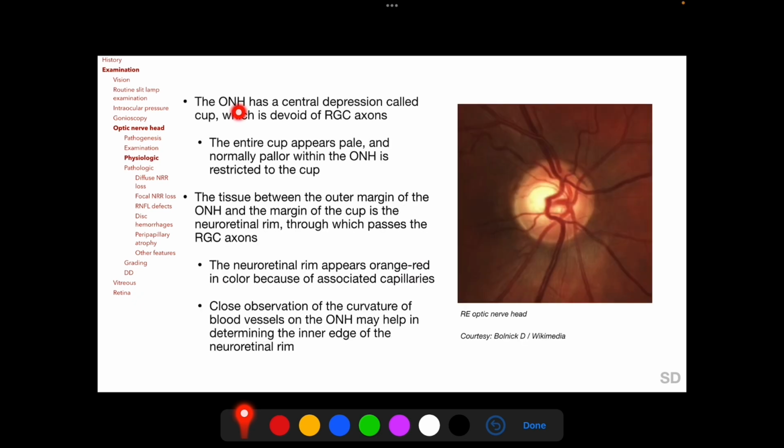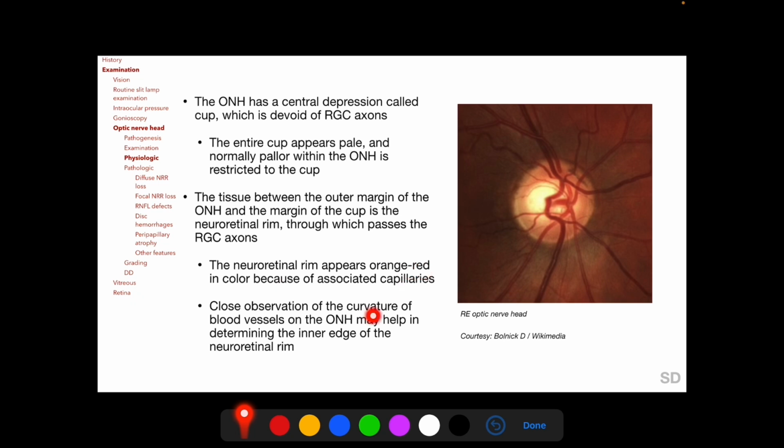The normal optic nerve has a central depression called the optic cup, as seen here in this photograph, which is devoid of RGC axons, and the entire cup appears pale, and normally pallor within the optic nerve is restricted to the cup. And the tissue between the outer margin of the disc and the outer margin of the cup is the neuroretinal rim, through which pass the RGC axons. The neuroretinal rim appears orange-red in color because of associated capillaries.